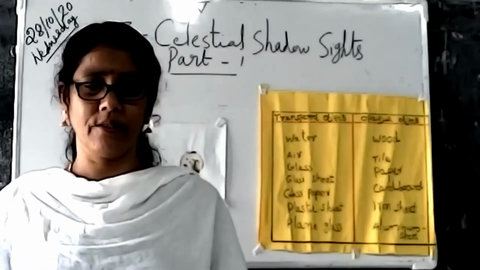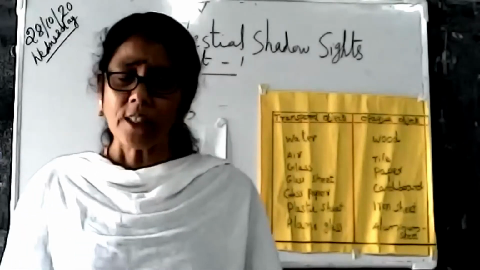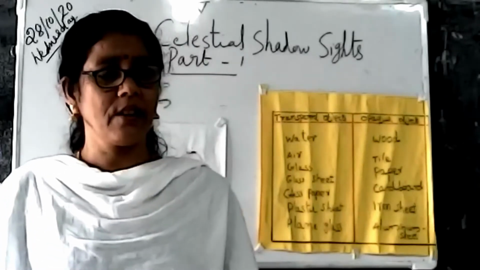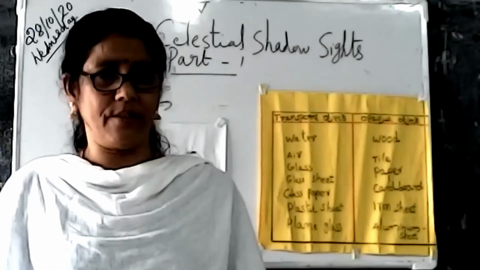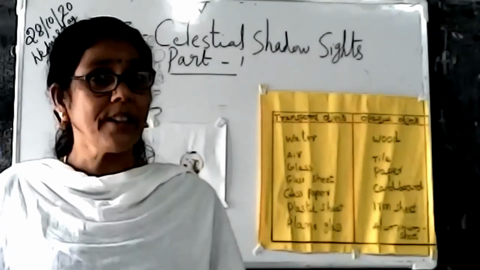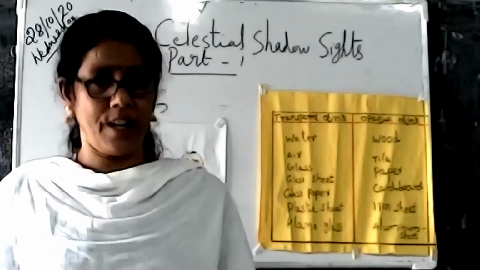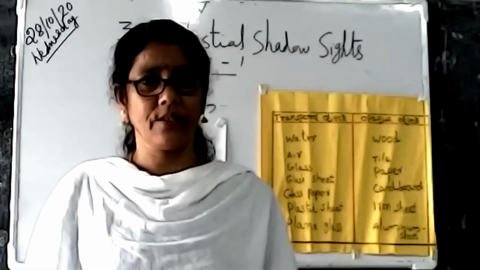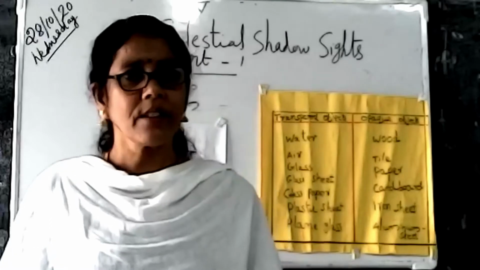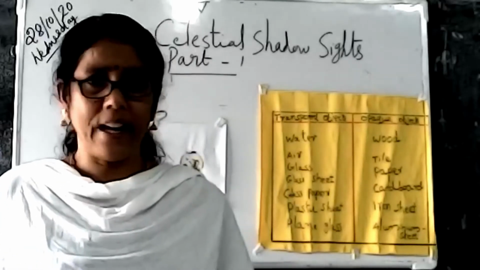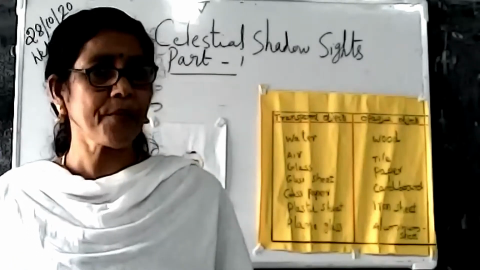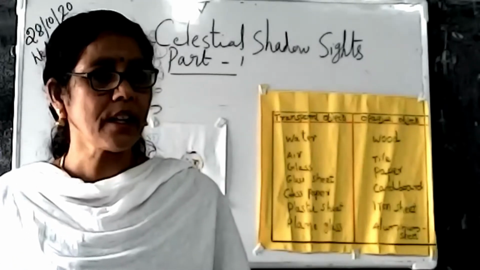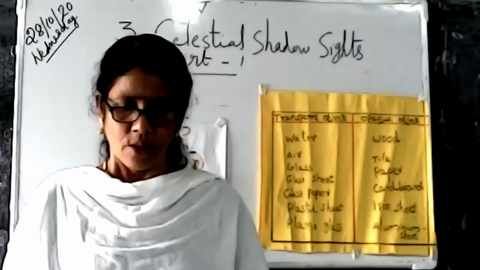How is light seen? What is the peculiarity of light? Light travels in a straight line. For this, we have to do an activity.